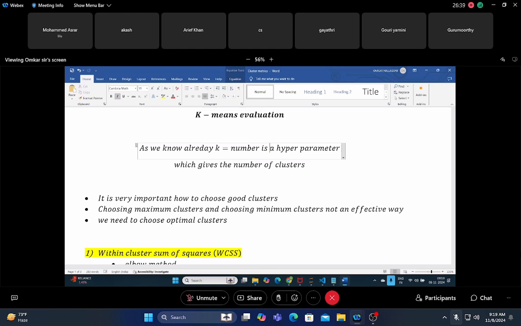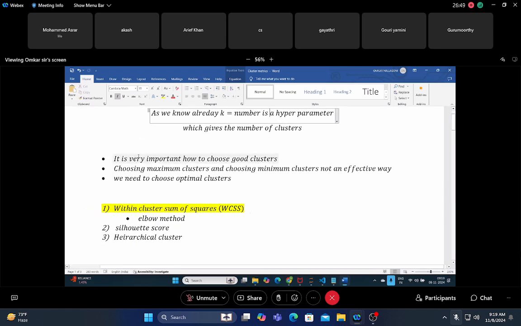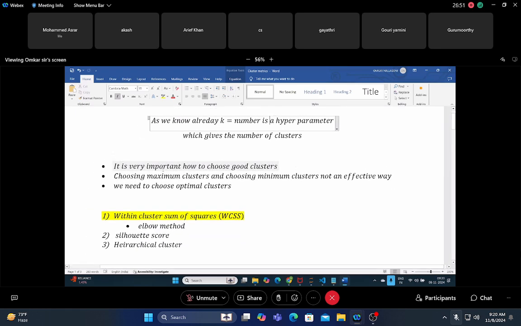What happens if you choose more clusters? What happens if you choose fewer clusters? That is the problem. In order to avoid that, we have some methods. So note this down. It is very, very important how to choose good clusters. Choosing maximum clusters or choosing minimum clusters is not an efficient way. We need to choose optimal clusters.